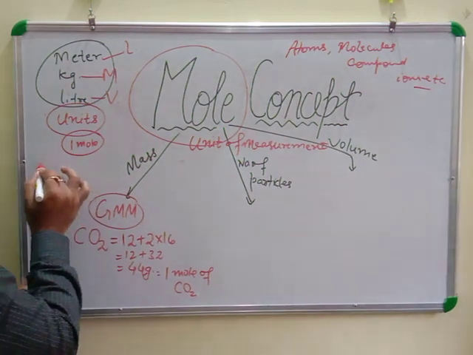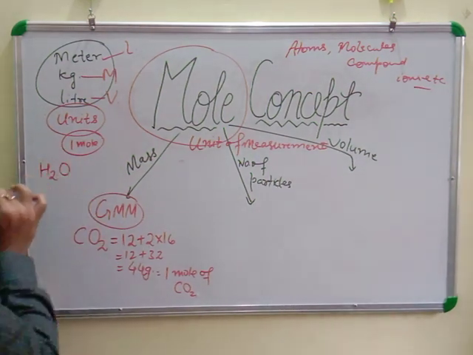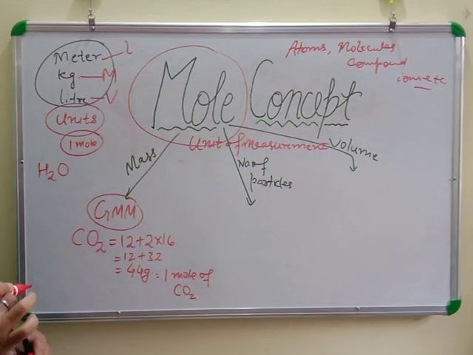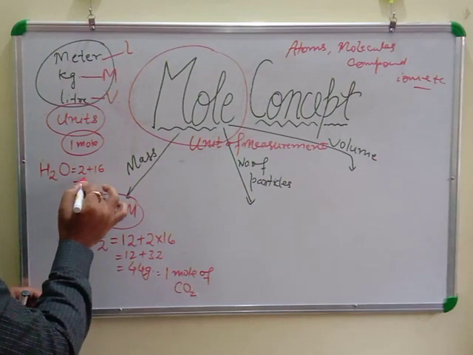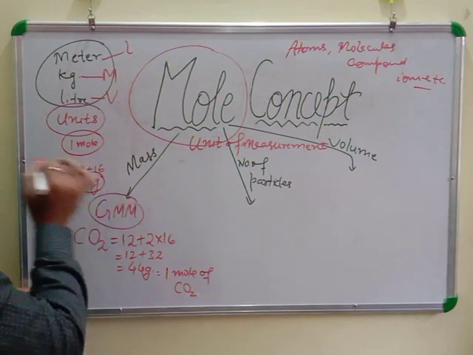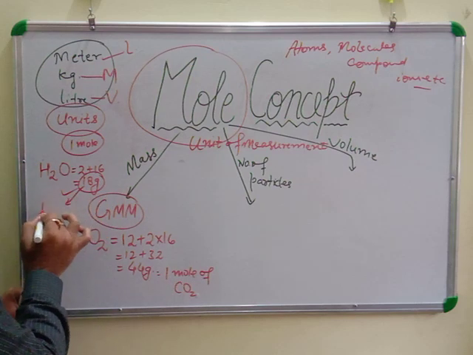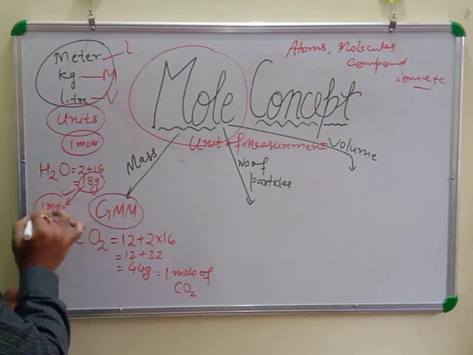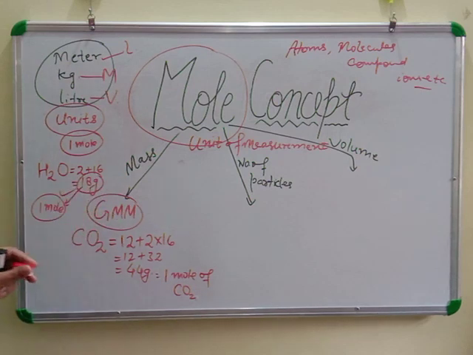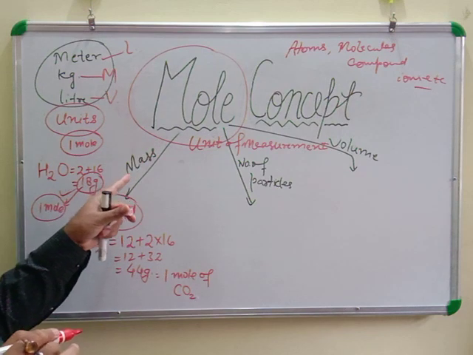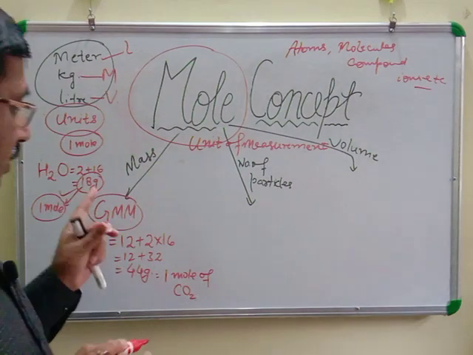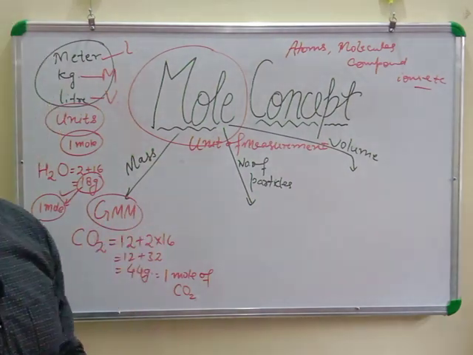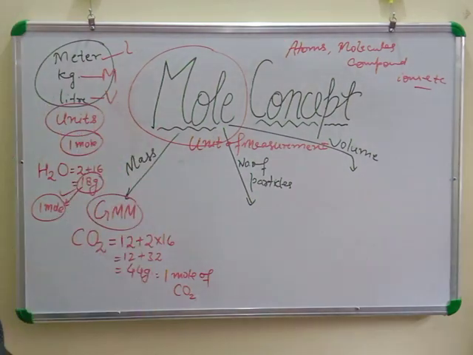Second example also I can have. Suppose a very common molecule H2O. H2O is 2 plus 16, that is 18 gram. So 18 gram of H2O will also be the mass of 1 mole. So dear students, the first thing for mole, it is the gram molecular mass of any compound. Okay. Gram molecular mass of any compound is 1 mole.